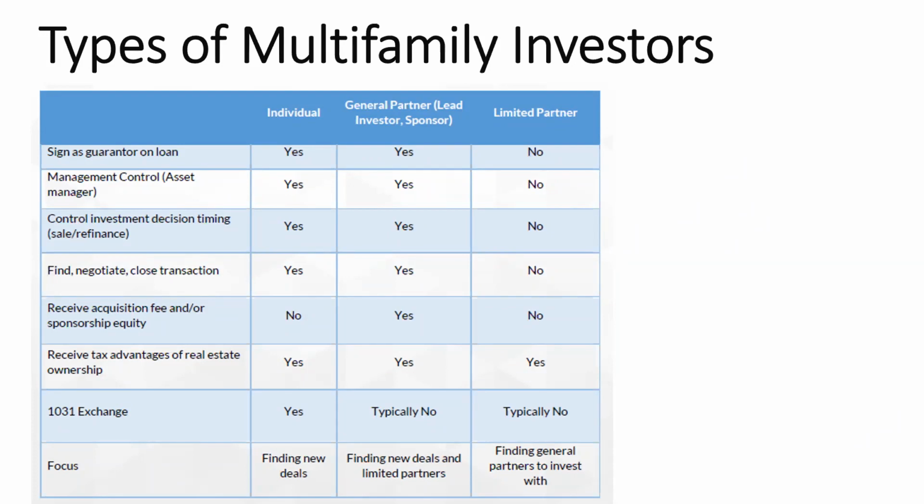The general partner is going to put the deal together, and they're going to sign on the loan, raise the money, find the deal, basically finding new deals and raising equity. Whereas the limited partner is going to invest with general partners.